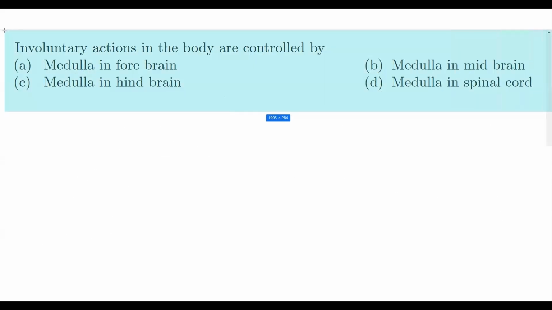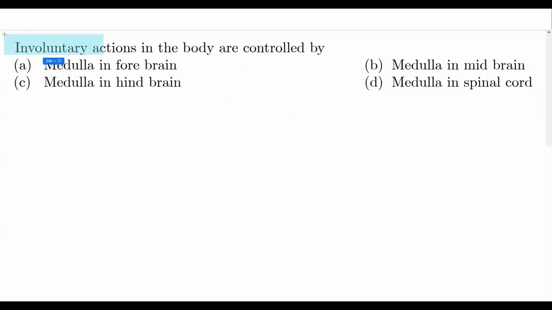The next question is from the chapter control and coordination. The question says involuntary actions in the body are controlled by. So what we know, involuntary actions are those actions which are not under our control. So we know that involuntary actions are controlled by... all options are medulla, and all of them, right? Involuntary actions. Okay, right. So they are saying that medulla, right?